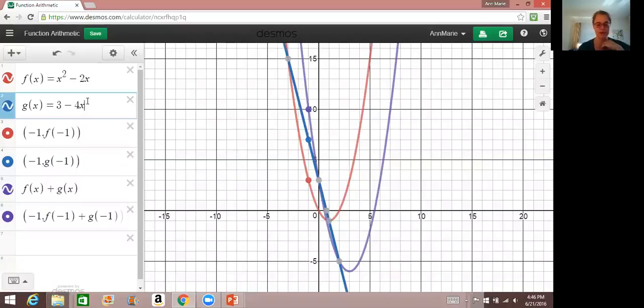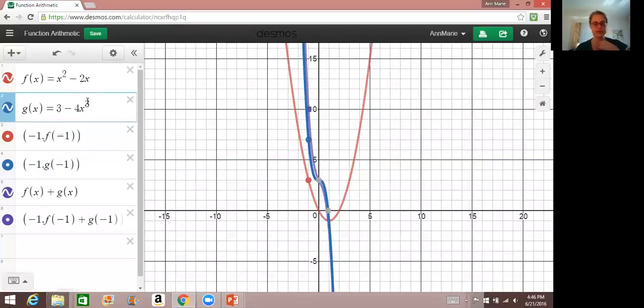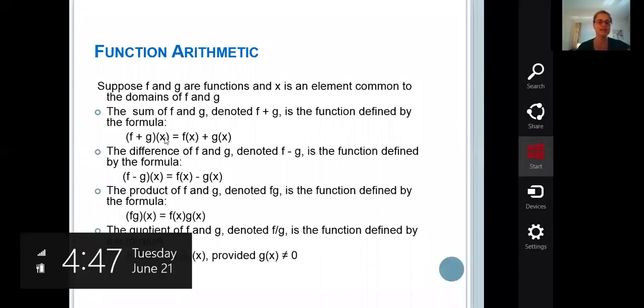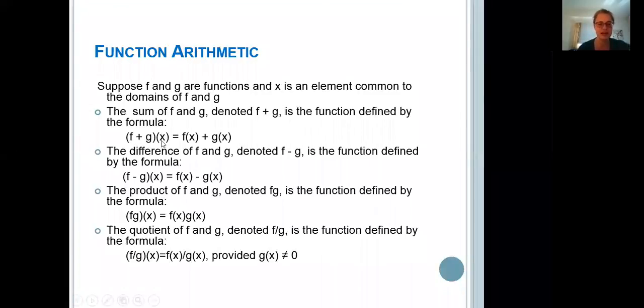Let's make this a little bit more drastic. Let's change my function g. Okay, let's make that a square. All right, so you see what's happening? Probably not yet. What we're doing is we are taking f of x and adding to it g of x. So this f plus g of x is just a fancy way of saying f of x plus g of x.